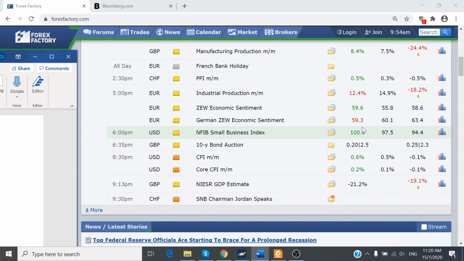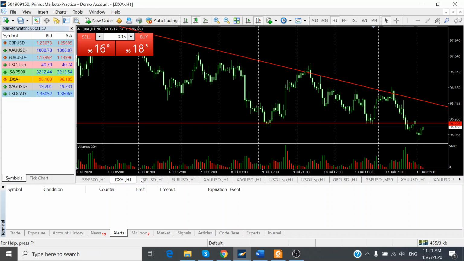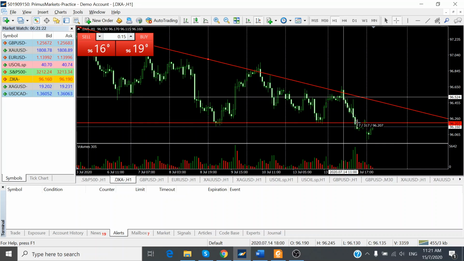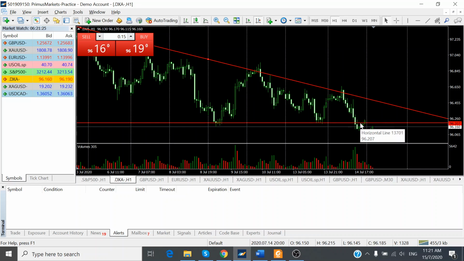Okay, so from the US, the National Federation of Independent Business Small Business Index data came in at 100.6, above market expectations of 97.5, and better than the previous month's reading of 94.4. So theoretically, this should be bullish for the US dollar. However, we did not see the US dollar going up. Instead, the US dollar continued its bearish move, touching the support again and even breaking below the support levels.